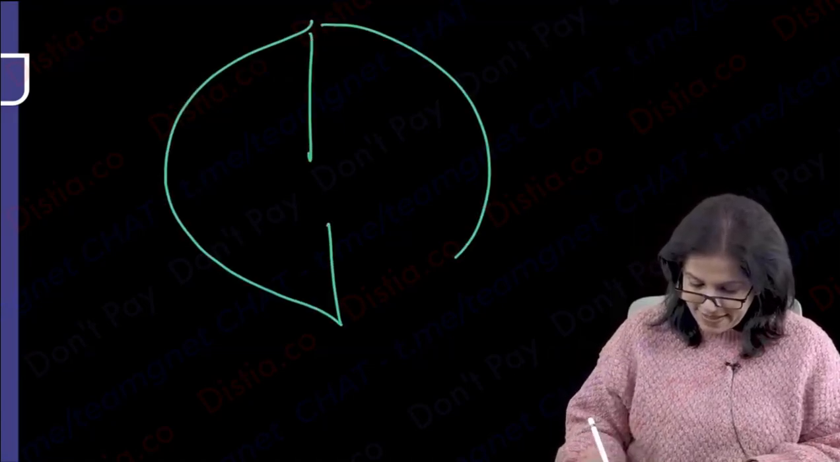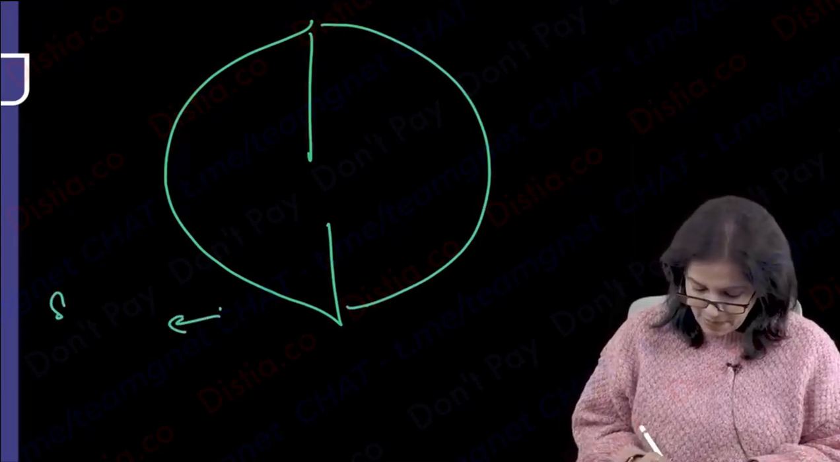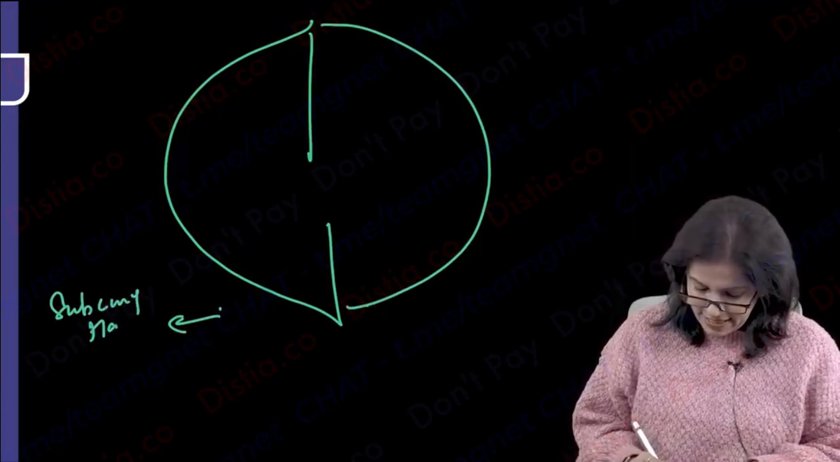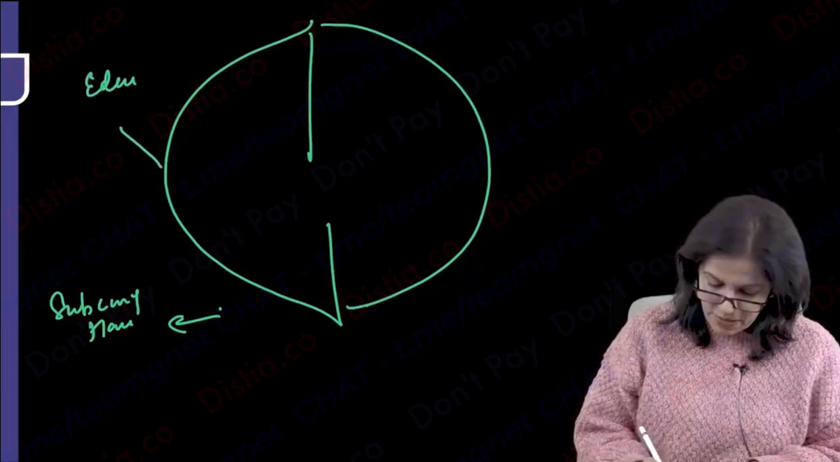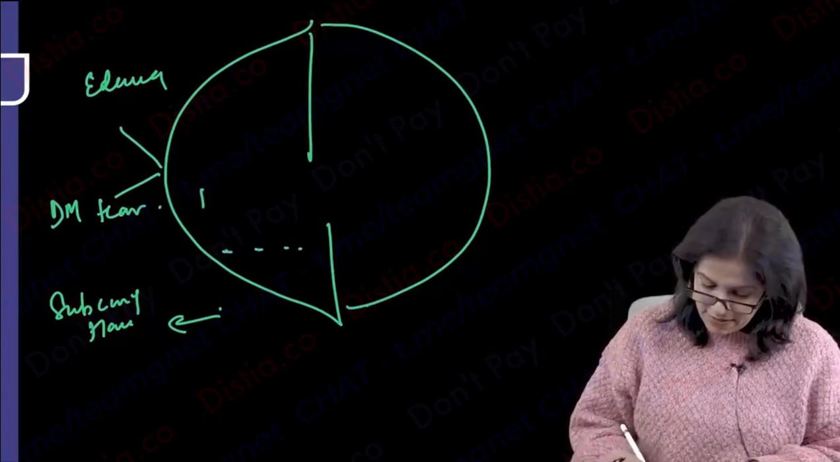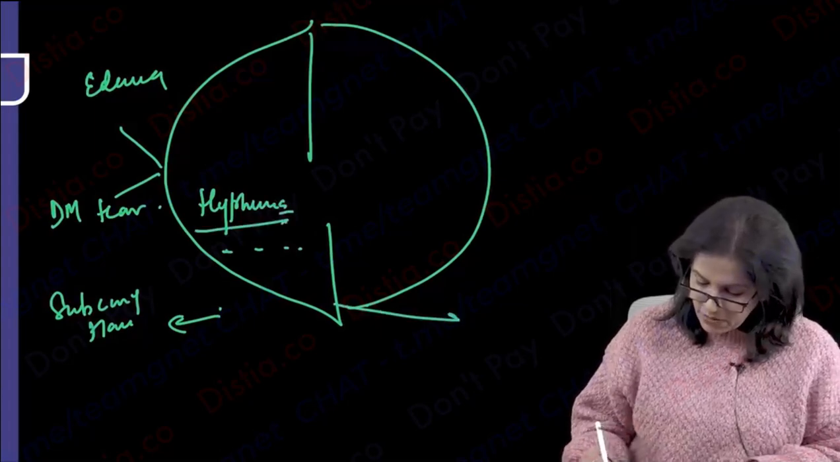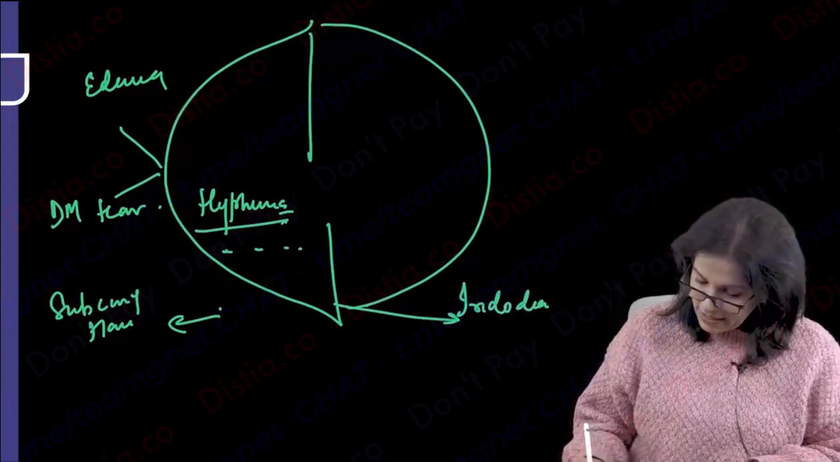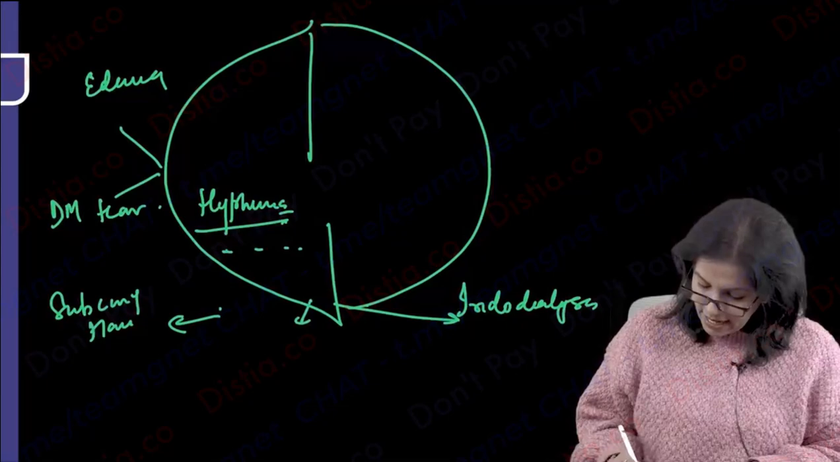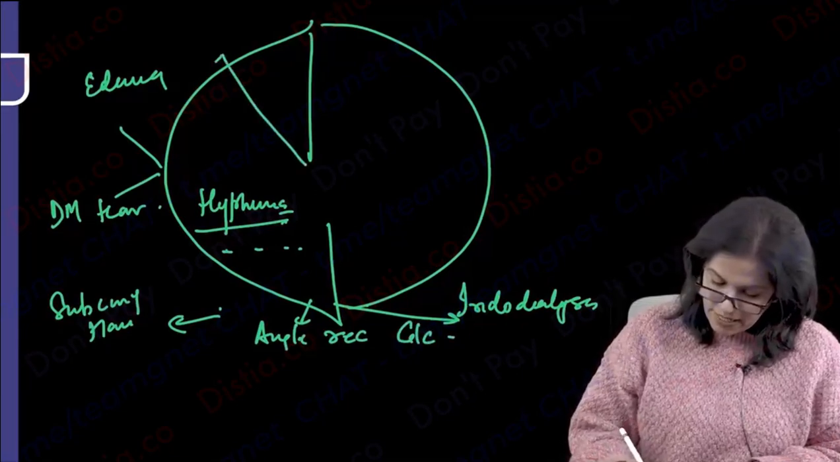Helping you with the diagram here. So you can just make one large diagram like this, and start labeling, right? So outside, of course, you will say subconjunctival hemorrhage. We talked about edema. We talked about Descemet's membrane tear. We talked about hyphema, right? Then we talked about iridodialysis. What is in the angle? Angle recession glaucoma, right? Then what is here at the pupillary area? Sphincter tear.